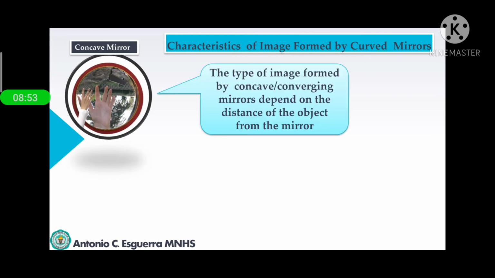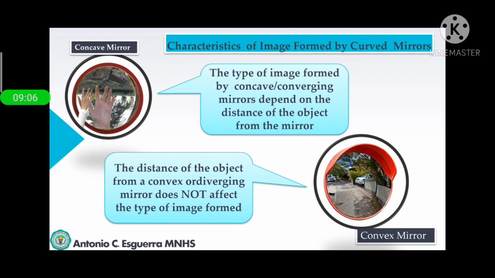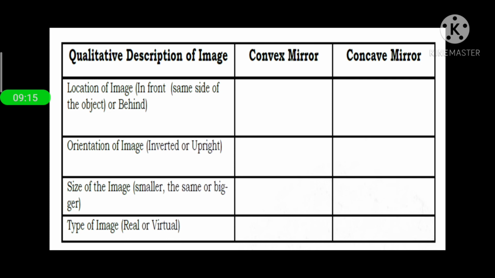The type of image formed by a concave mirror depends upon the distance of the object from the mirror, while in a convex or diverging mirror, the distance of the object from the mirror does not affect the type of image formed. Let's now look at the difference between convex and concave mirrors, which depends on the qualitative description of an image.